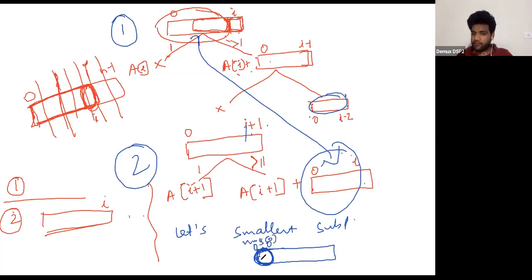And then for nums of 1, for this array, I will have these two cases. I can choose to have only this. If I have only this, then we will take it, even if it's negative.